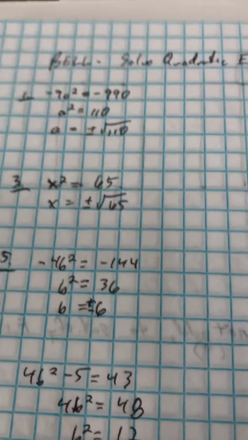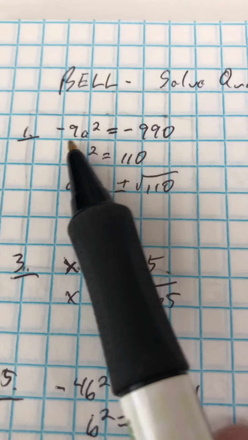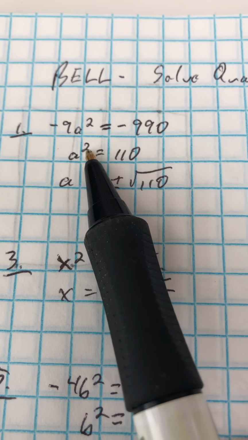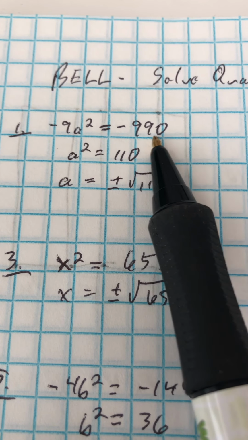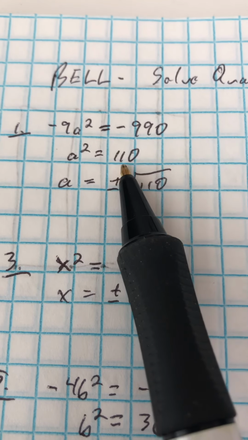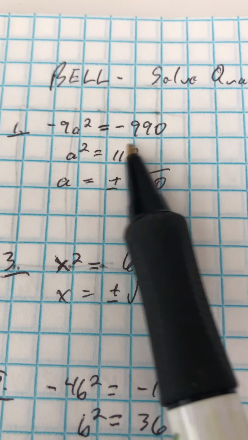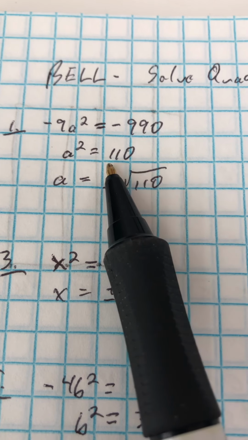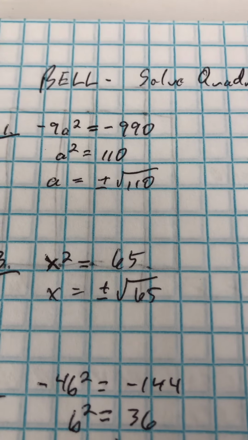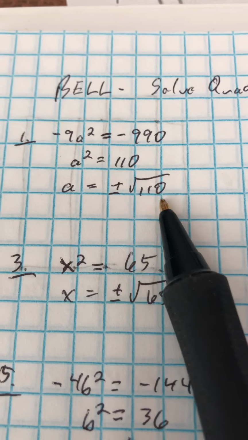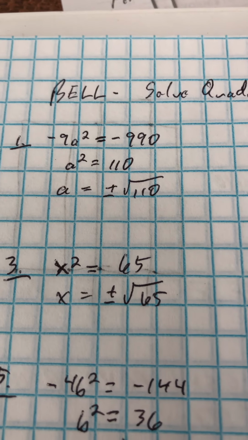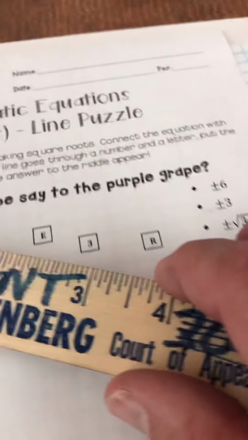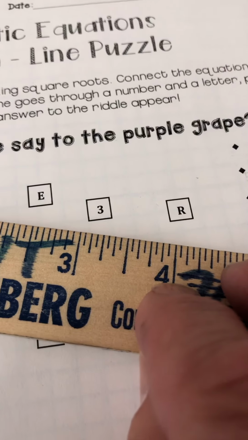Let's get started. So for the first one, you're going to divide both sides by -9. That gives me a squared by itself. Negative 990 divided by -9 gave me 110. I just take the square root of both sides to give me just a by itself. The square root of 110 is just the square root of 110. So it's plus or minus the square root of 110. So for number one, the answer is plus or minus the square root of 110. So you put that dot with that dot.